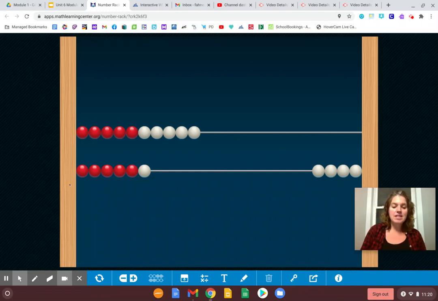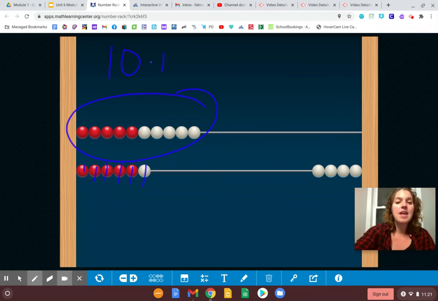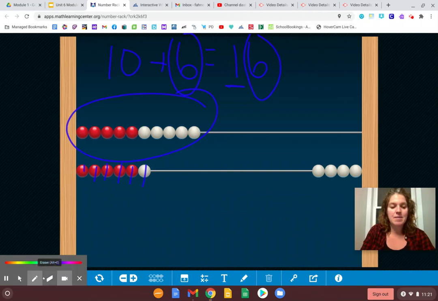Okay, so I'm noticing that some of you are going 10, 11, 12, 13, 14, 15, 16. That's one way to do it. Some of you know that 10 plus 6 more is going to give us that 16 because we have one group of 10 there and we have our 6 left over. That shows me that 16. All right.